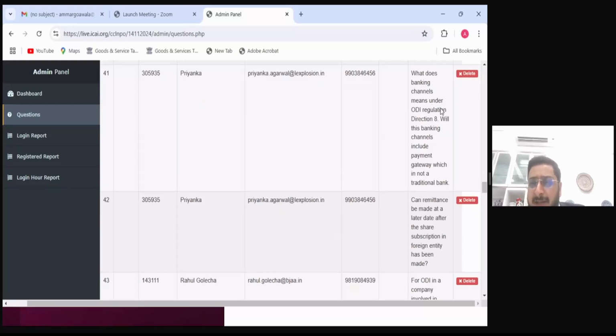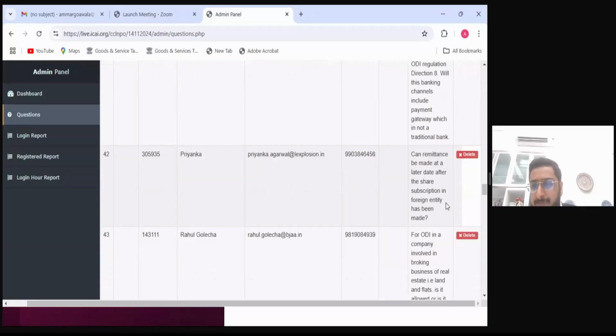What does banking channels mean under ODI regulation directions? Will this banking channel include a payment gateway, which is not a traditional bank? No, I think you should go through a normal AD bank. You have to go through an AD bank when you're doing an ODI.